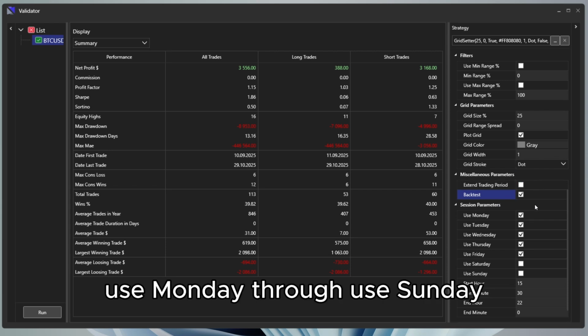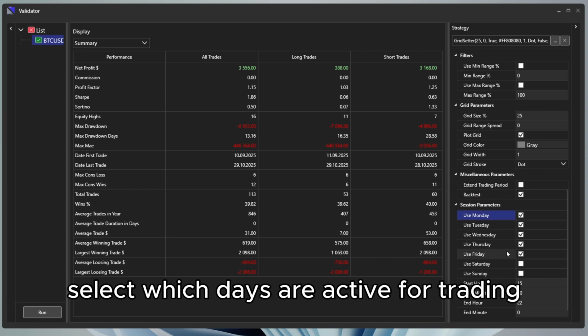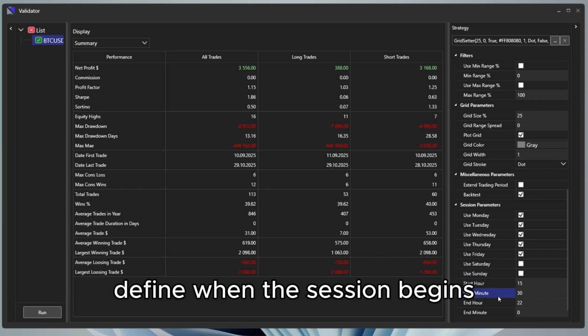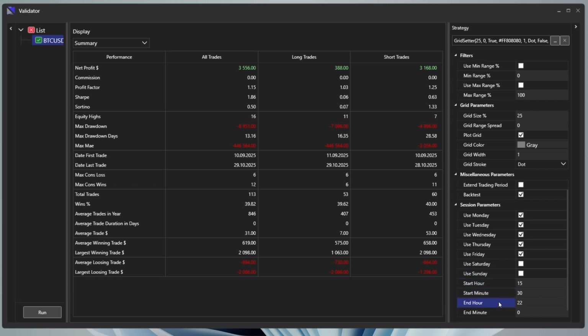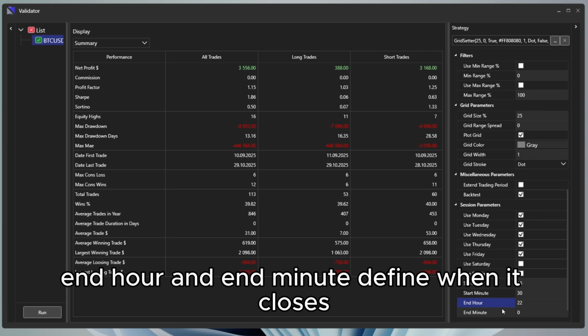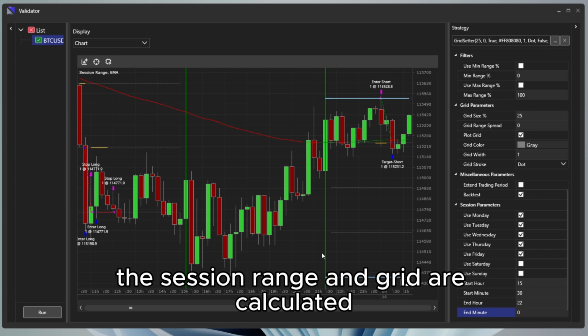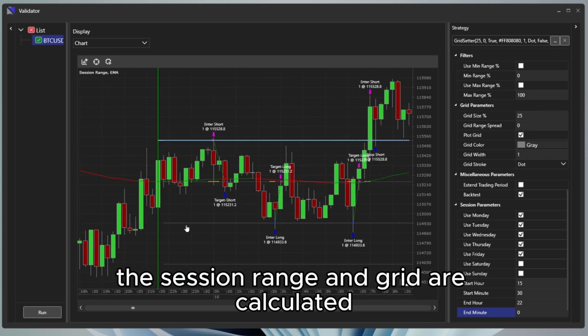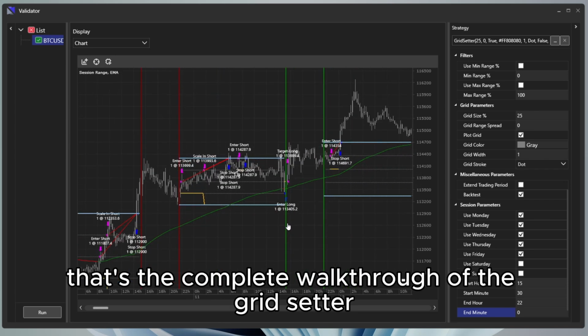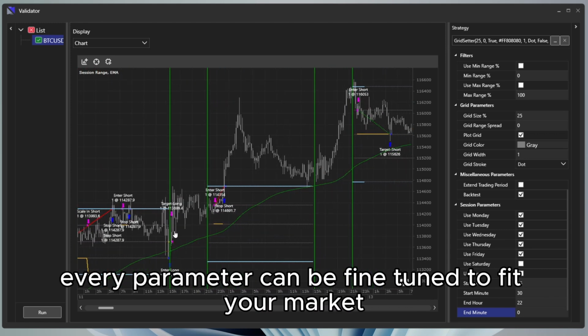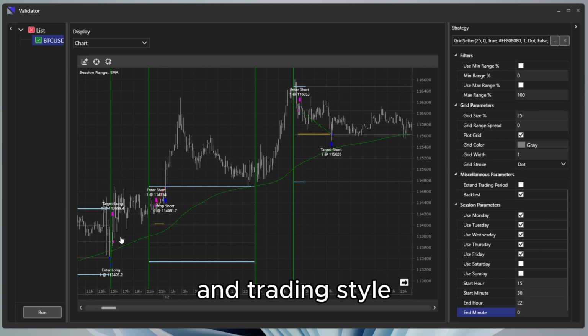Use Monday through use Sunday select which days are active for trading. Start hour and start minute define when the session begins. End hour and end minute define when it closes. Between these times, the session range and grid are calculated. That's the complete walkthrough of the GridSetter strategy. Every parameter can be fine-tuned to fit your market and trading style.